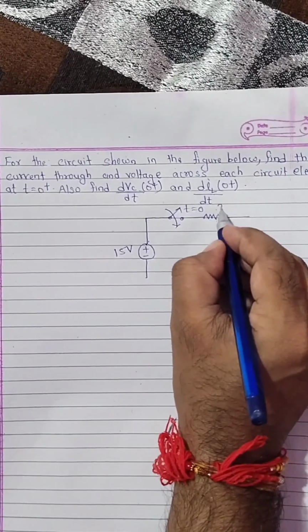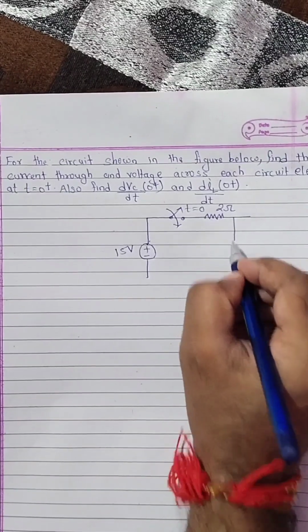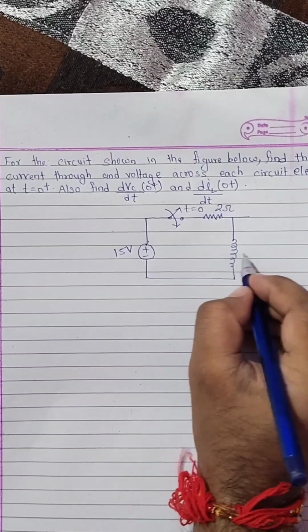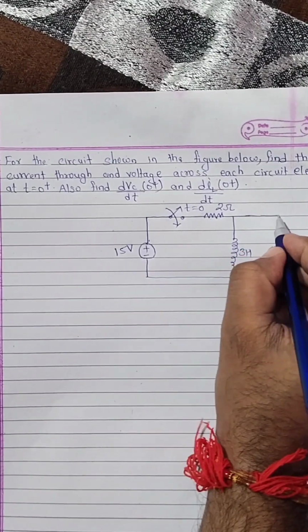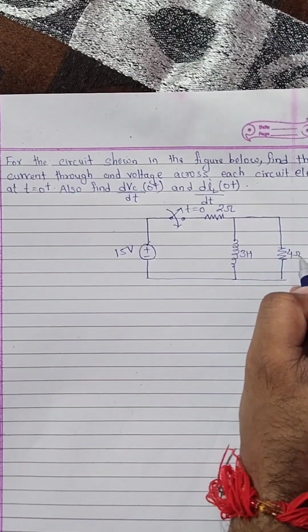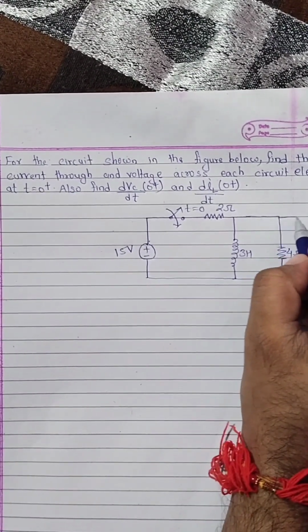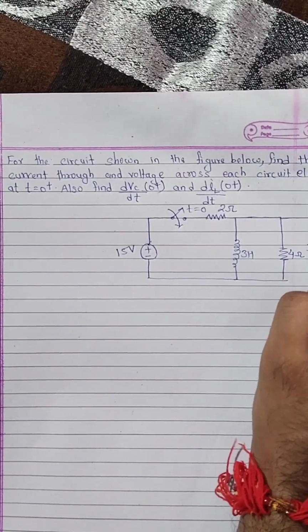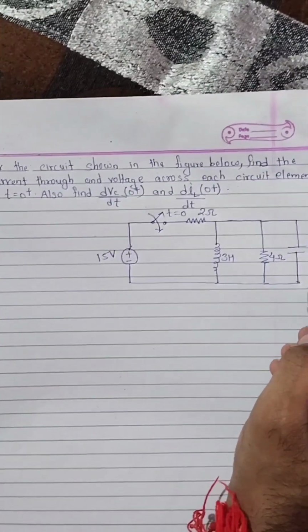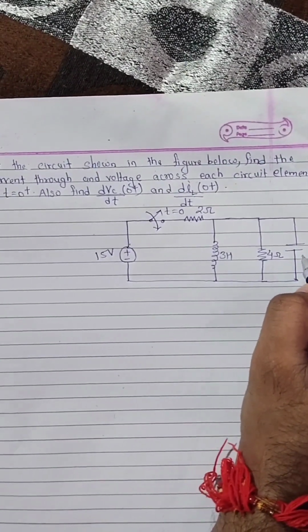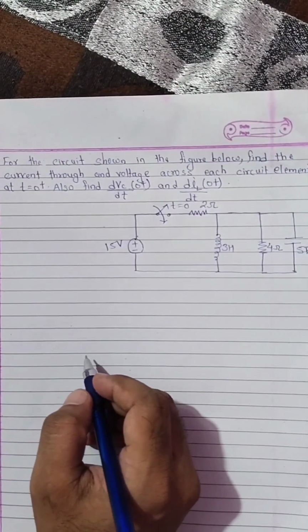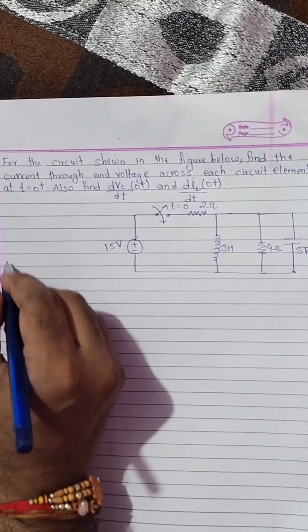This is a resistor of 2 ohm. This is an inductor of 3 Henry. Similarly, this is a resistor of 4 ohm, and this is a capacitor of 5 farad. Now we are going to do the solution of this question.